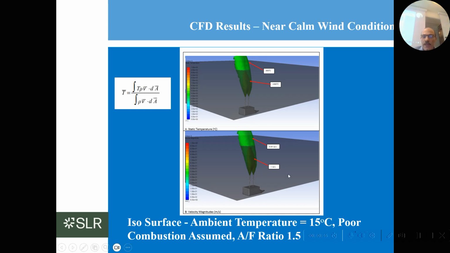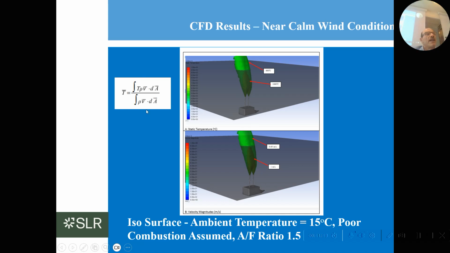This figure showing the static temperature and mean velocity results during near calm wind condition. And this is an iso-surface. It's basically a 3D presentation of the plume. And the top figure showing the temperature, you see the red inside has got 1,000 degrees, and then the green is 480 degrees. And then the same here for the velocity.